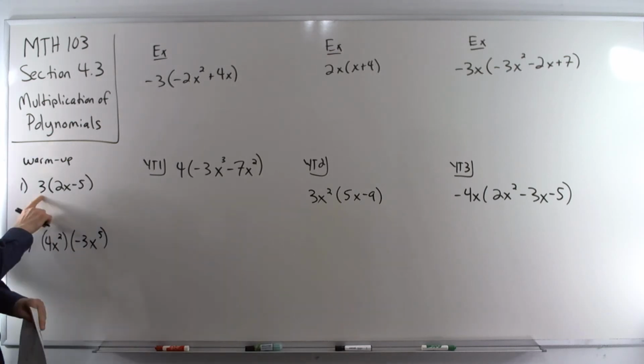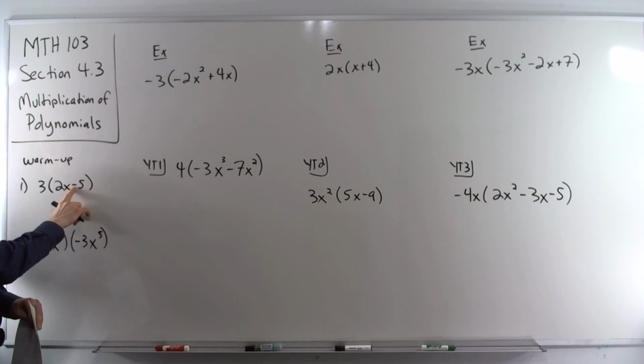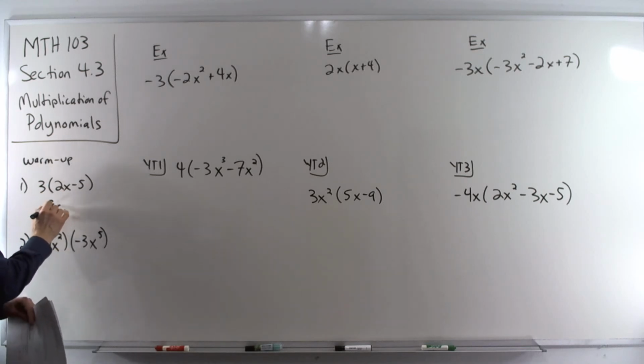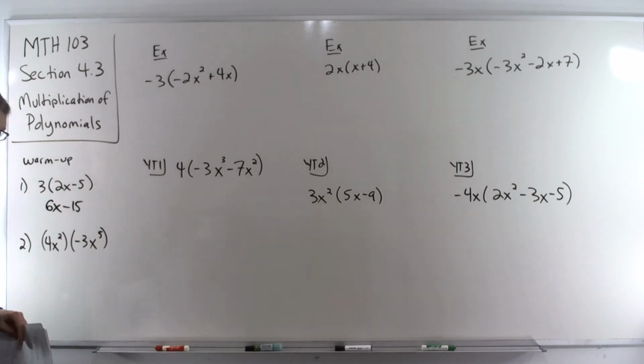So here we got a number outside parentheses. So whenever you see this, think distribution. We're going to distribute the 3 into all terms inside the parentheses. All the terms are the things that are separated by addition or subtraction. So we have two terms, 2x and 5. So we're going to multiply 3 by 2x and 3 by negative 5. And we get 6x minus 15.